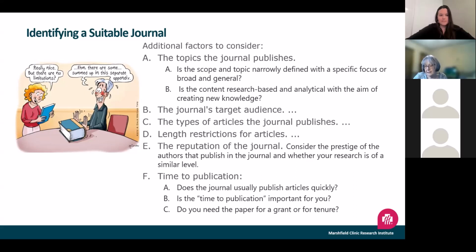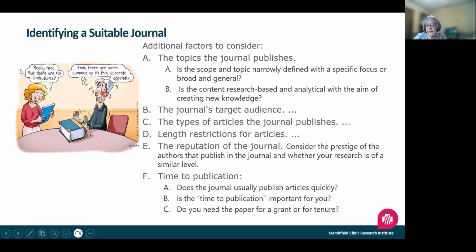And look at other journals, things like open access. Open access is going to allow more people to read your journal or your article, but it also means you're going to have to pay. So do you have the funds to pay for that? And it's also a good idea to identify a second or third target journal in case you get rejected from your first choice, because that does happen.